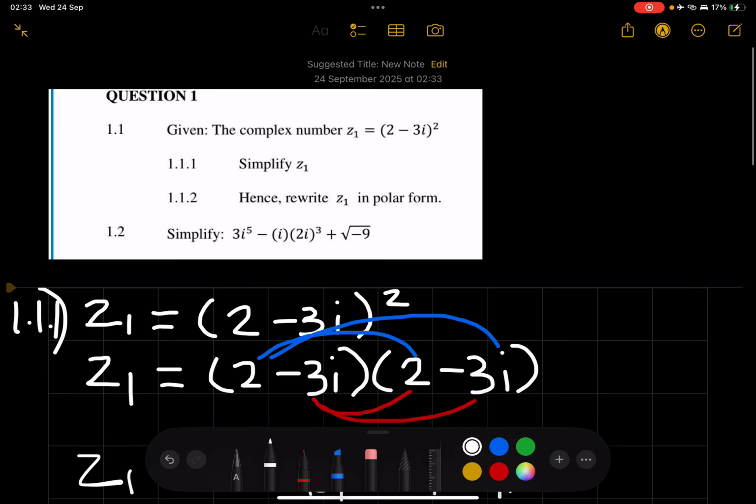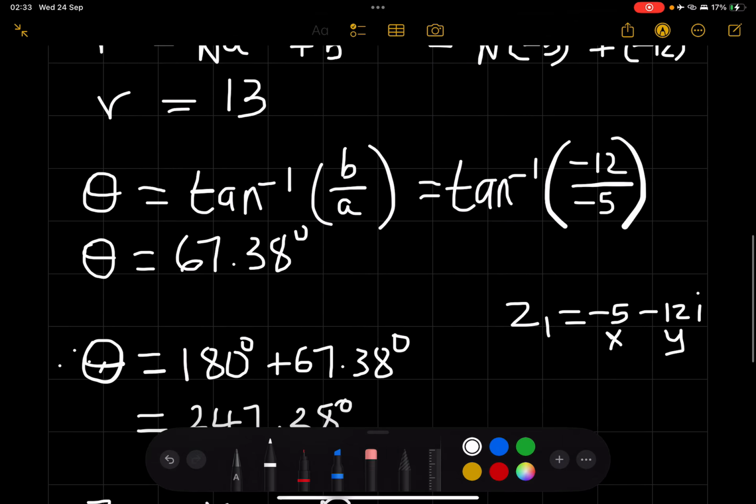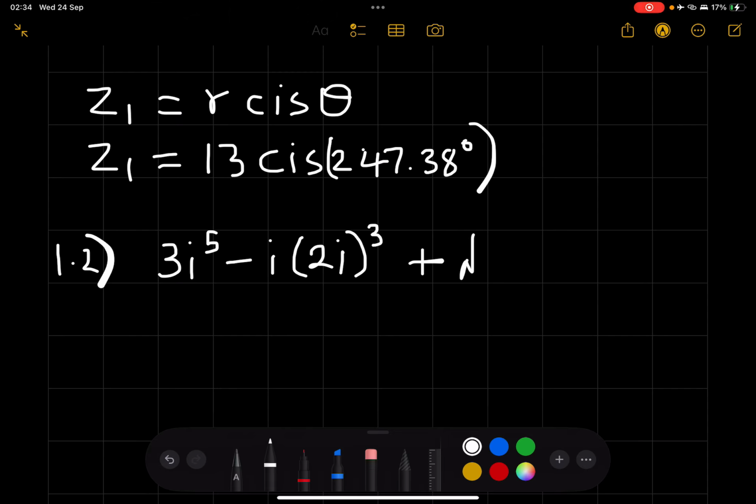Okay, and now we need to simplify the following expression, which is 1.2. So in 1.2, we have 3 to the power 5i, minus i in brackets, 2i to the power 3, plus the square root of negative 9.